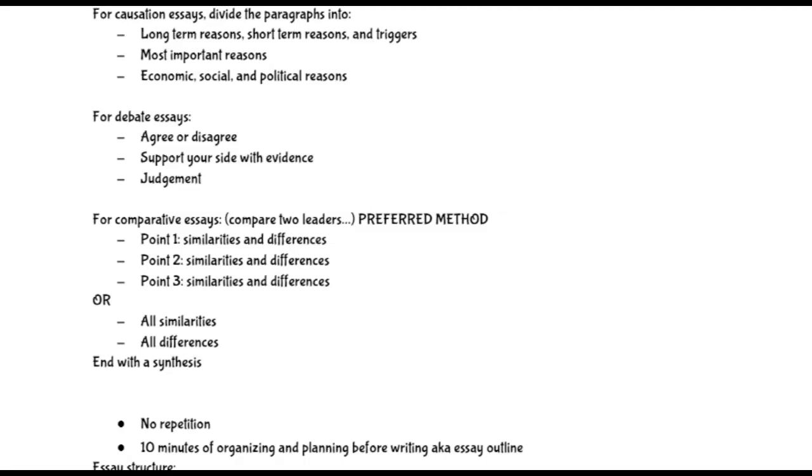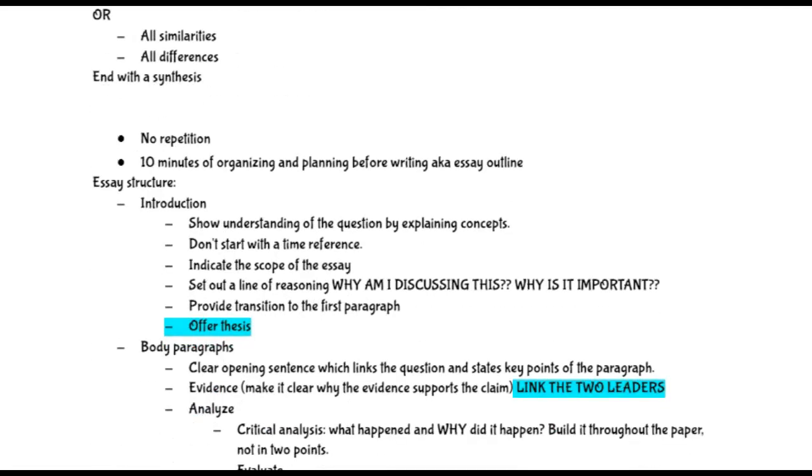So if I'm talking about Gamal Abdel Nasser, one of his similarities, okay, and then I'm talking about how it was similar to Hitler, that's going to be 2 paragraphs, even though I'm talking about the similarities. Again, points are not paragraphs. Make sure you understand the difference, okay?